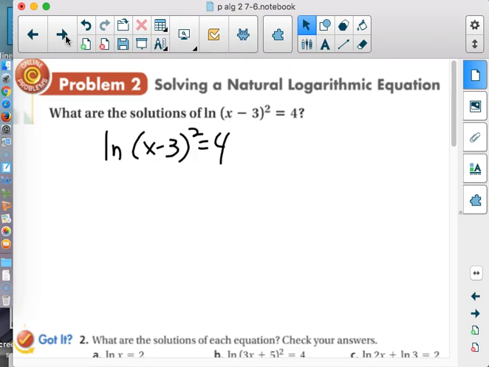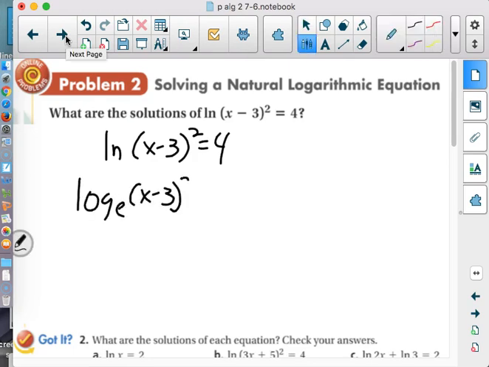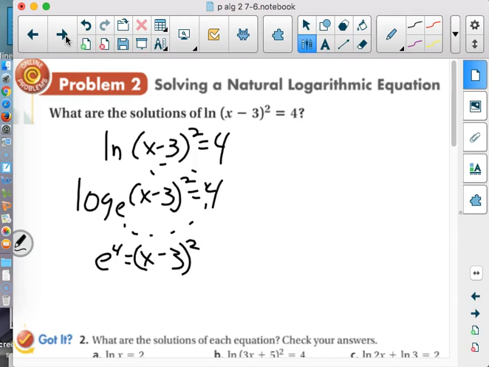So what you might want to do as you get used to ln is write it as logarithm base e. That way you can see that snail shelling as you go through it. So e to the 4th equals x minus 3, the quantity squared.